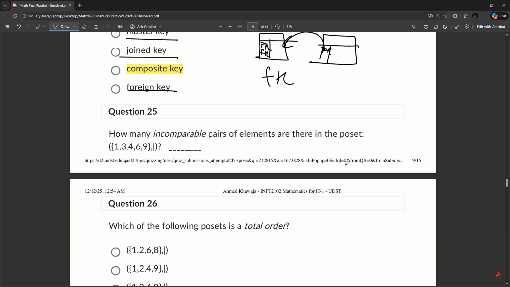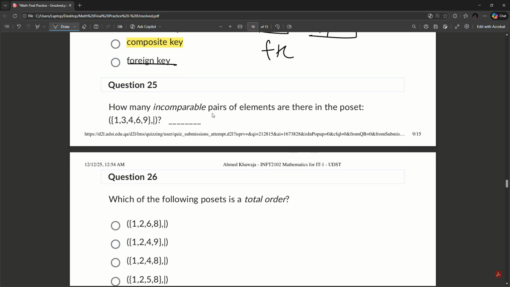Okay, this question is a bit long. The poset. The easiest way for me to understand it is that for poset, if I go back to my notes, a poset. Okay, now in the posets, right? I have to go back to my notes.